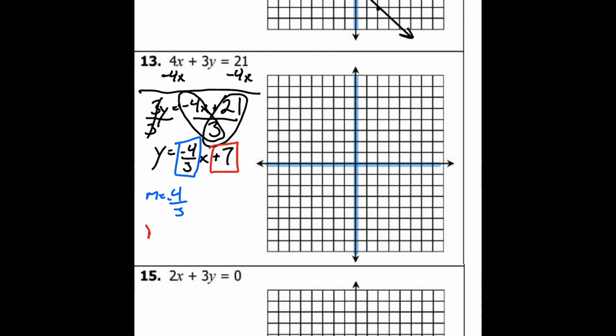And then I can begin to graph my line. So I go to my graph, I'm going to go up 7. 1, 2, 3, 4, 5, 6, 7. I'm going to put my point. My slope is negative 4 over 3. I can't rise 4, so I'm going to have to go down 4. 1, 2, 3, 4. Now I'm going to have to go to the right 3 since my slope is negative. I want it to be going downhill. 1, 2, 3.